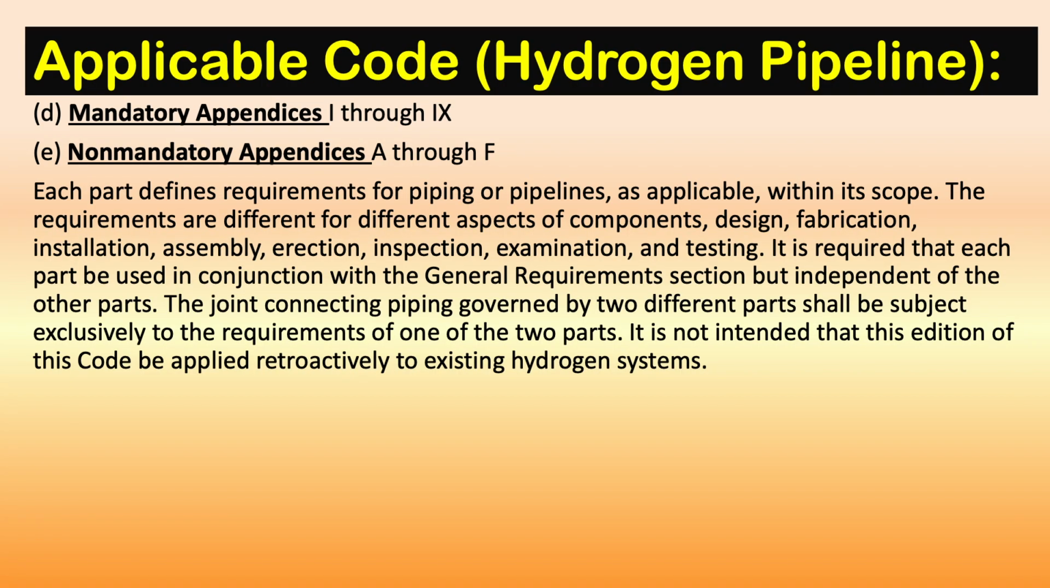It is required that each part be used in conjunction with the general requirements section but independent of the other parts. The joint connecting piping governed by two different parts shall be subject exclusively to the requirements of one of the two parts. It is not intended that this edition of this code be applied retroactively to existing hydrogen systems.